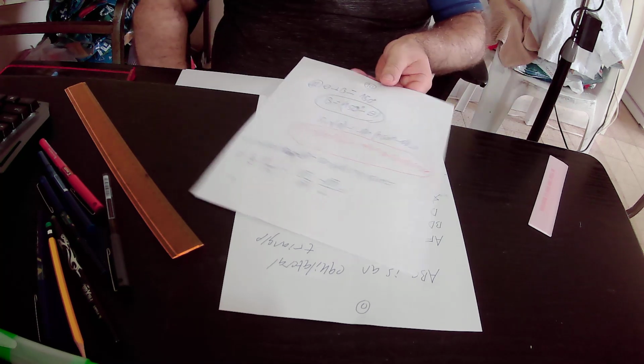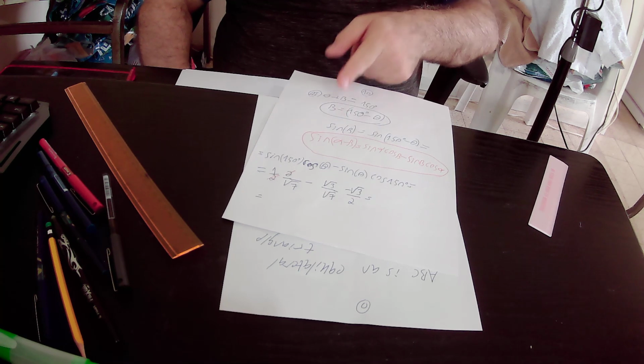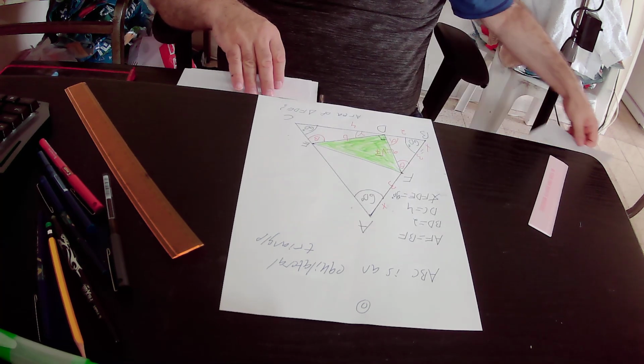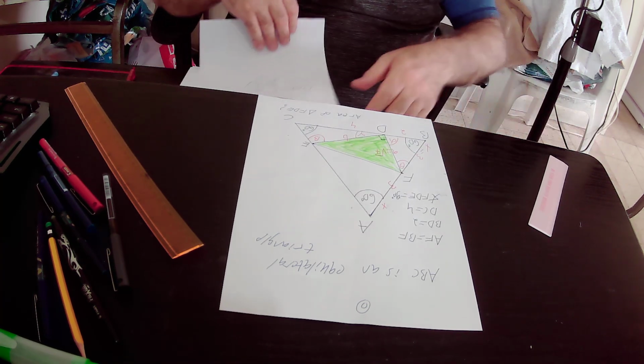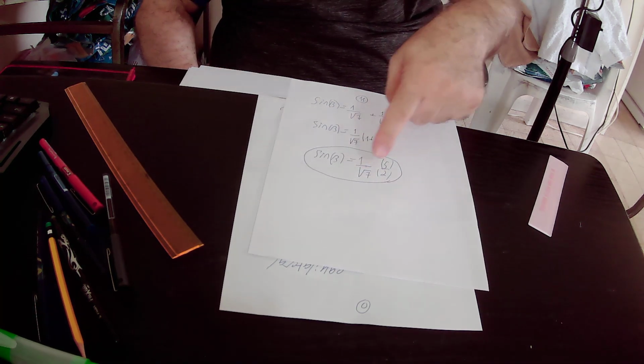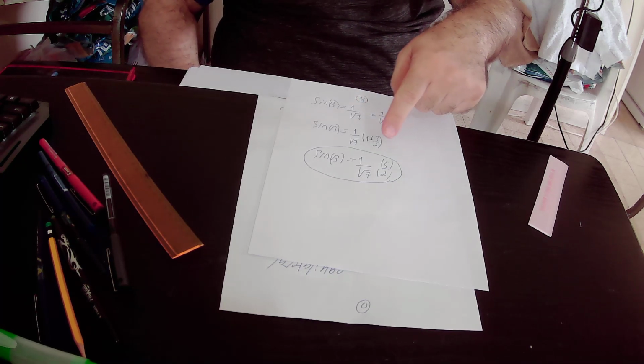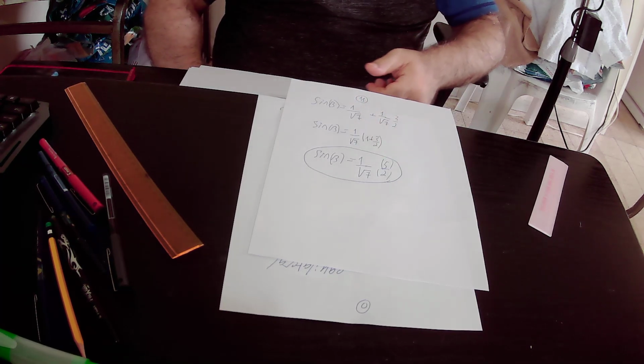So I found that the value of sin of 150 degrees minus theta, which is also the value of sin beta, equals 5 over root 7 times 2. The value of sin beta equals 5 over root 7 times 2.